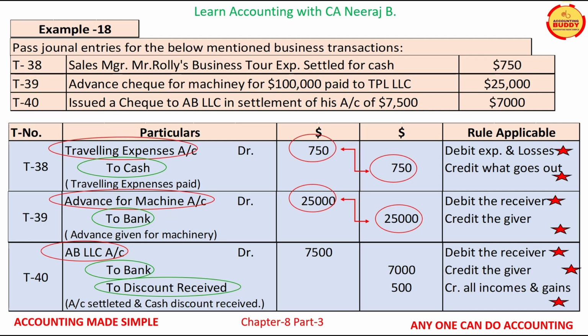Therefore, this transaction is recorded for $7,500 by debiting AB LLC account by $7,500, crediting bank account by $7,000, and crediting discount received account by $500.